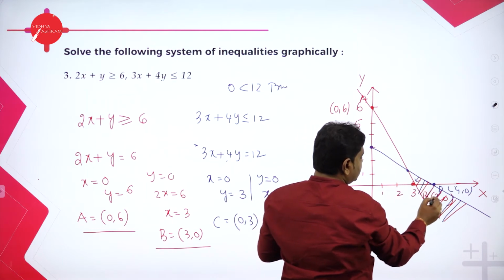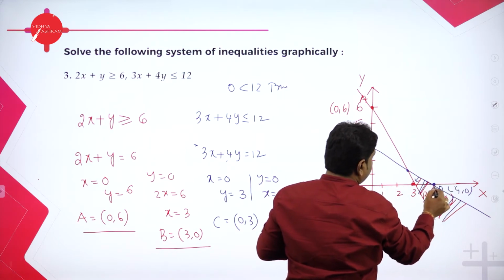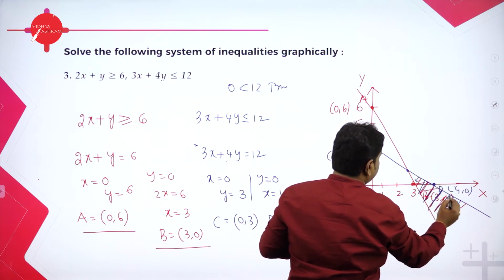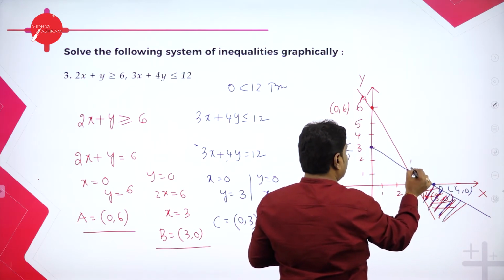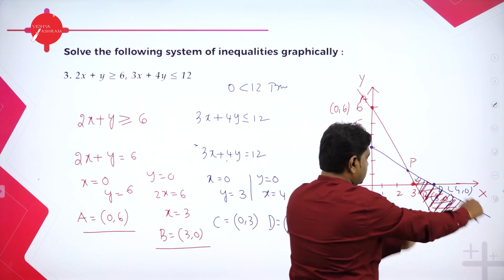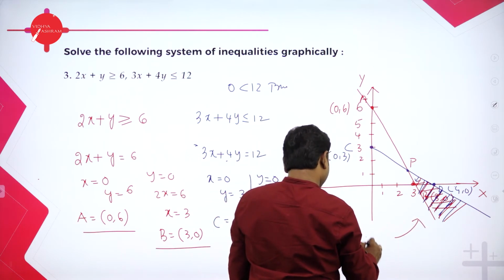Both are mixing in this region. Blue lines and red lines are mixing in this region. This region is what? Solution region. So I name it as the point of intersection P. As this line goes on, the shading goes on. So this is the solution region.